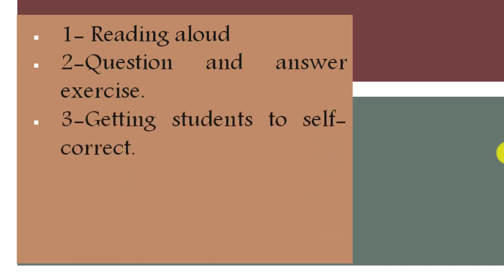The third technique, getting students to self-correct. By this technique, you have your students self-correct by asking them to make a choice between what they said and an alternative answer you as a teacher supply. Okay, now the fourth technique, conversation practice. You may ask your students a number of questions in the target language, which the students have to understand to be able to answer correctly.